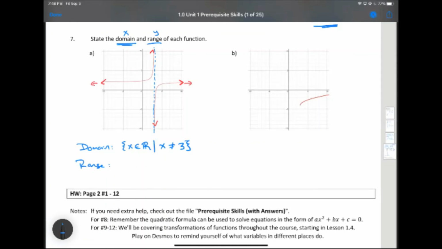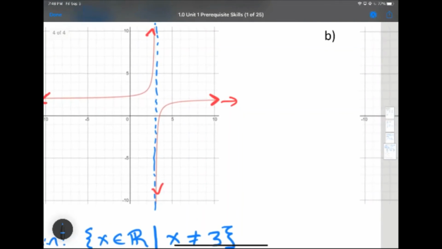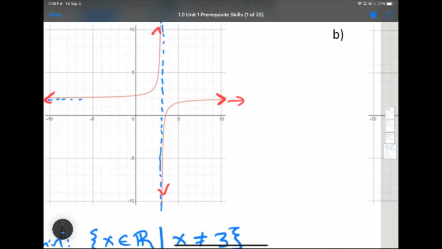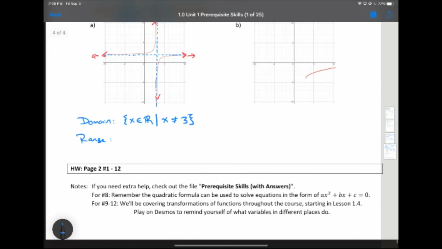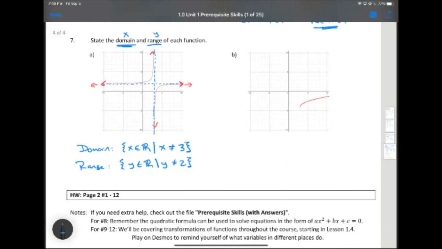Range, very similar, and I'm going to zoom in again. There is actually another asymptote there, a horizontal one, and that would be at y equals 2. So this is just going to be y is an element of the reals such that y is not equal to 2. And that's it. I'm going to show you in a moment another notation and explain why it doesn't work so well all the time, and why I prefer this notation.